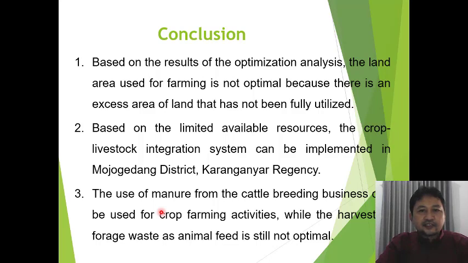So based on the results, we have a conclusion of our research. Firstly, the land used for farming is not optimal because there is an excess area of land that has not been fully utilized. Second, based on the limited available resources, the crop livestock integration system can be implemented in Mojokedang Subdistrict, Karanganyar Regency. And finally, the use of manure from the cattle breeding business can be used for crop farming activities, while the harvest of forage waste as animal feed is still not optimal.